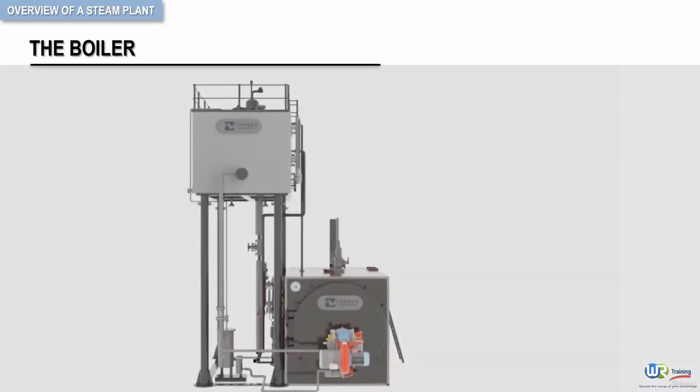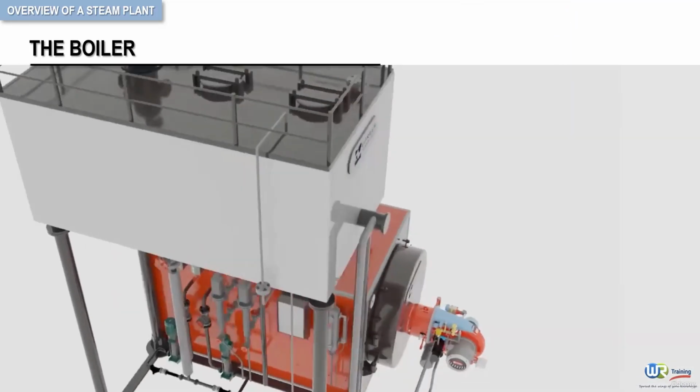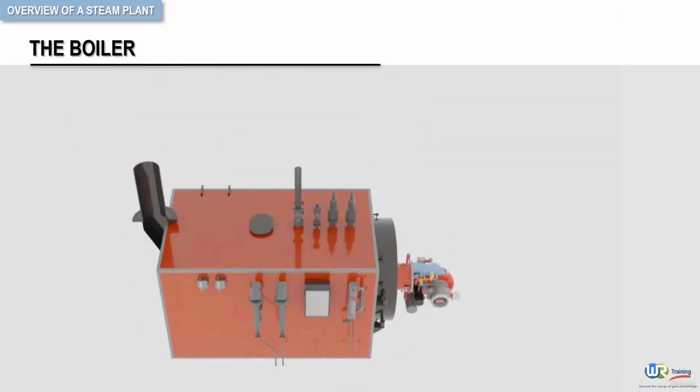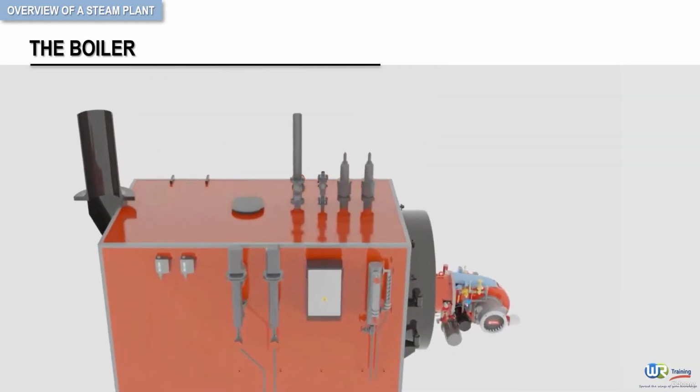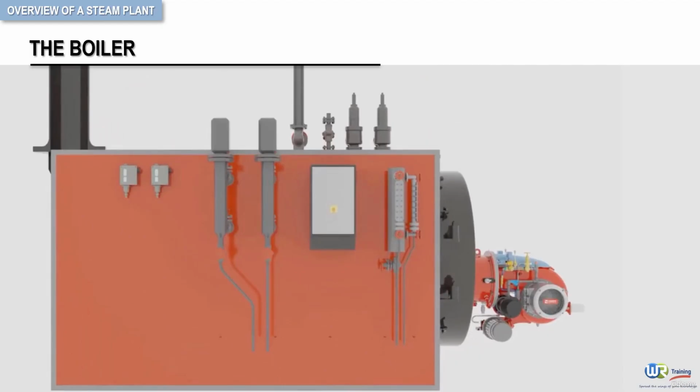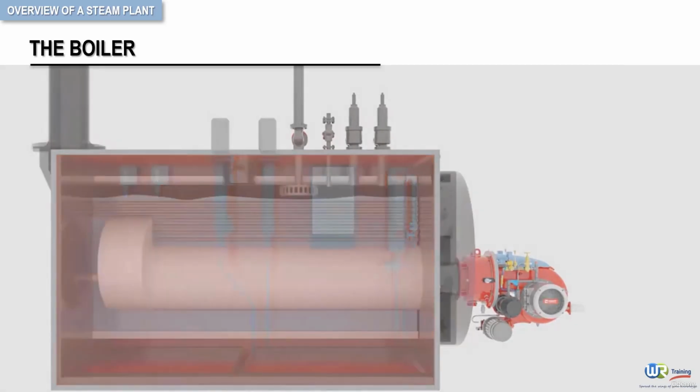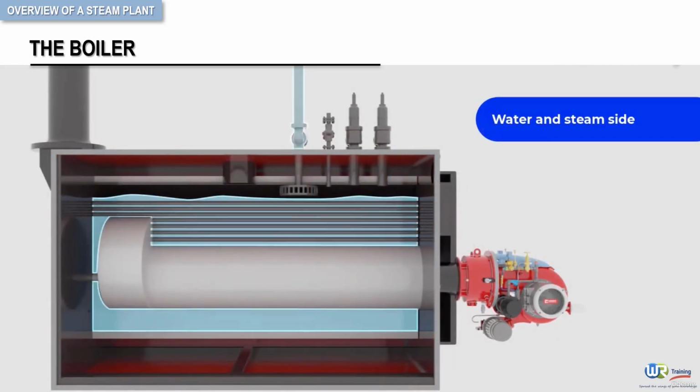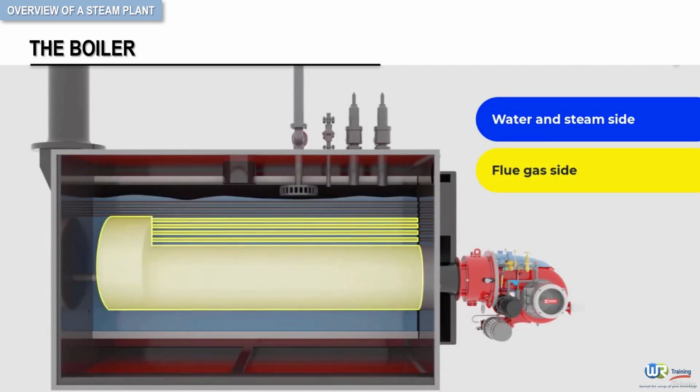Take a look at the following simplified 3D animation. The boiler that you can see here is the heart of the steam system. In a boiler, heat is added to water to convert it to steam at high pressure. The boiler comprises a water and steam side and a flue gas side.